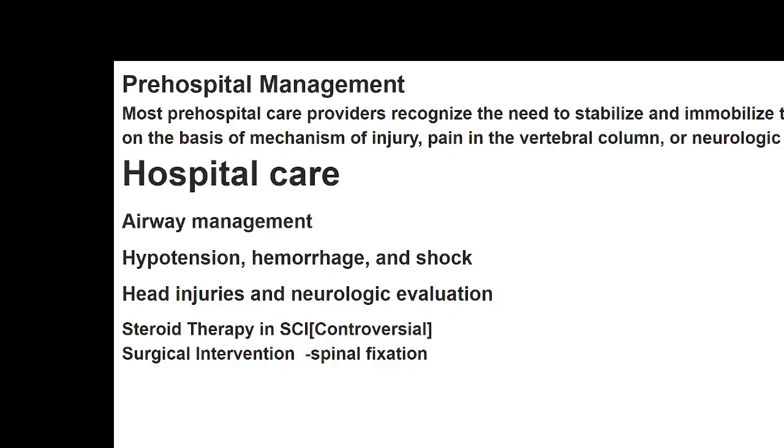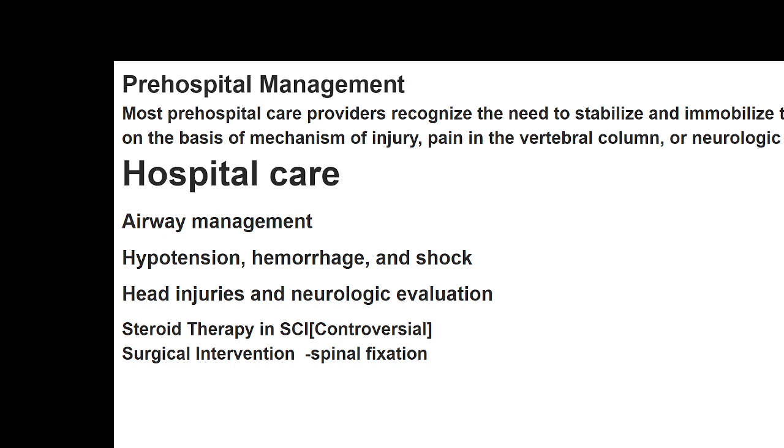The management of a patient with spinal injury, as I told you earlier, the first thing is pre-hospital management, where the patient is shifted to the area where the facility is available, which is a very sensitive job, and it should be that during the shifting the patient should not have aggravation of injury. And then the hospital care, the primary issues are airway management, as I told you earlier, then management of hypotension, hemorrhage and shock, and neurological evaluation.